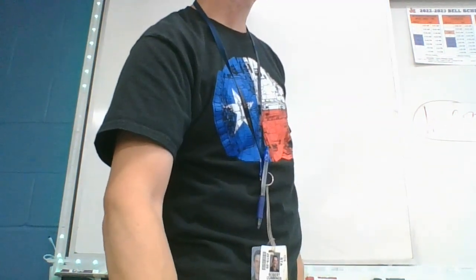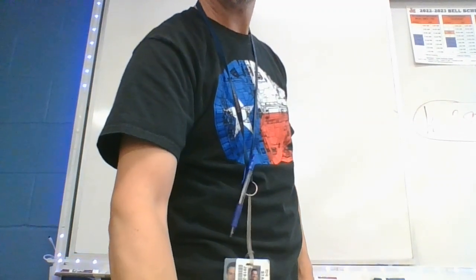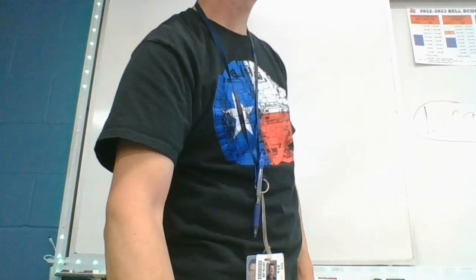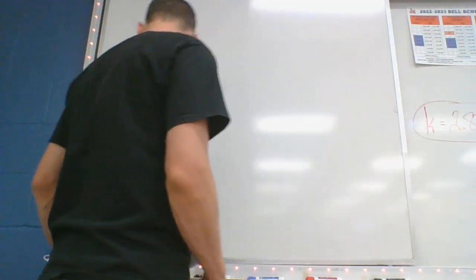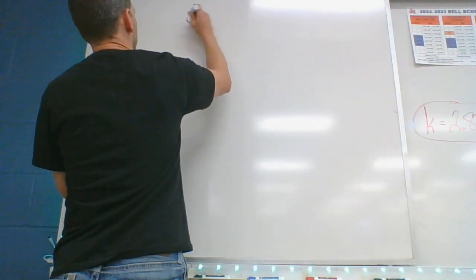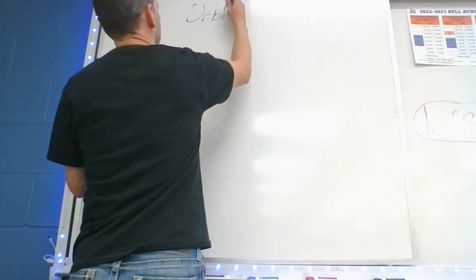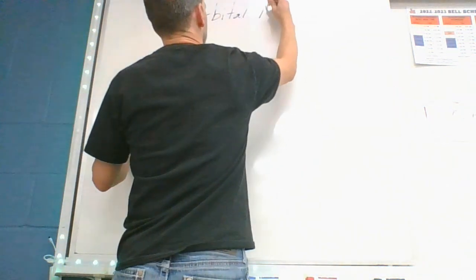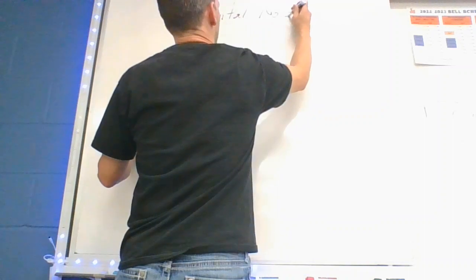With that said, we can bring all of this together to do a configuration of an element. Are you excited? First off, what we're doing today is called orbital notation. So this next part, you'll want to label in your notes as orbital notation.